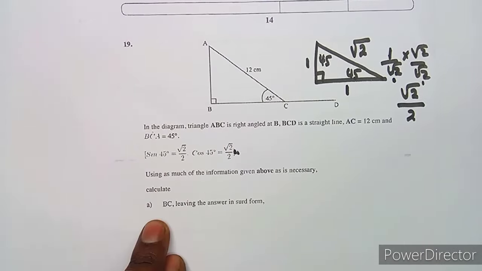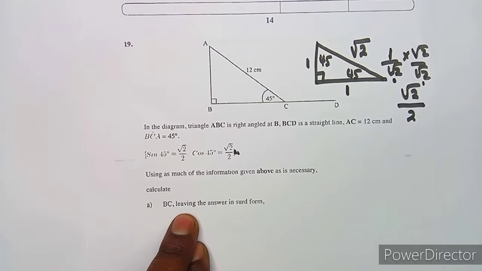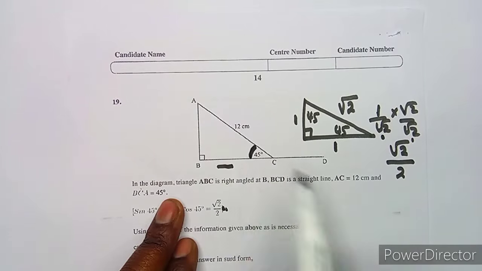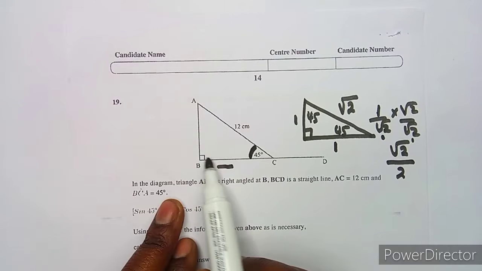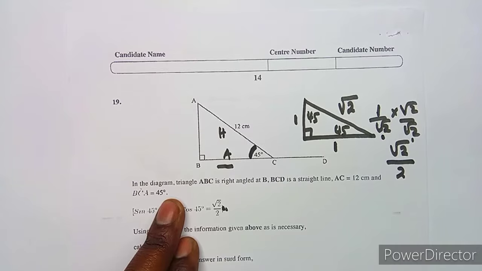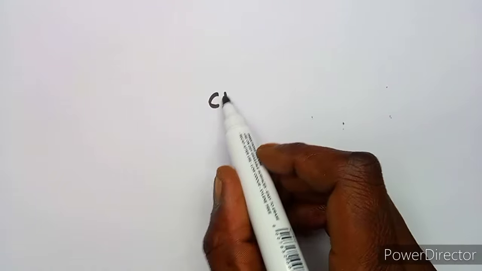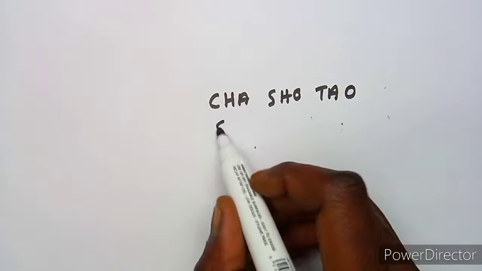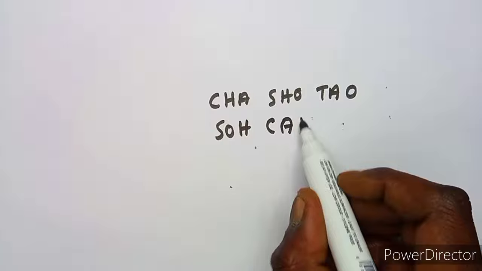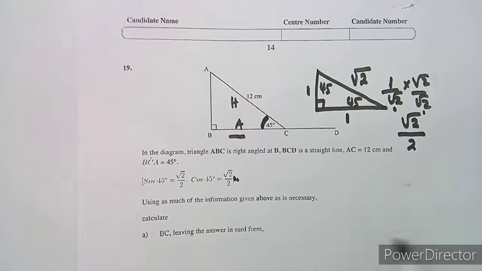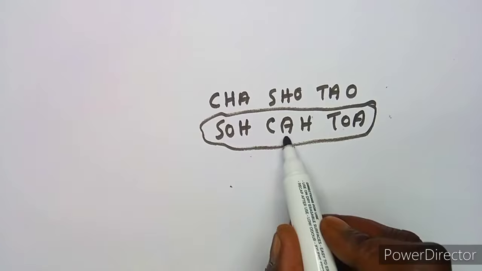The question here is to calculate BC, leaving your answer in surd form. So this is BC, this side here. According to this angle here, this is your adjacent, because you've got 90 degrees here. So you've got adjacent and you've got the hypotenuse. Which ratio are you going to use that has adjacent and hypotenuse at the same time, from your SOH CAH TOA? From our SOH CAH TOA here, we need adjacent and hypotenuse at the same time, which is this cos.